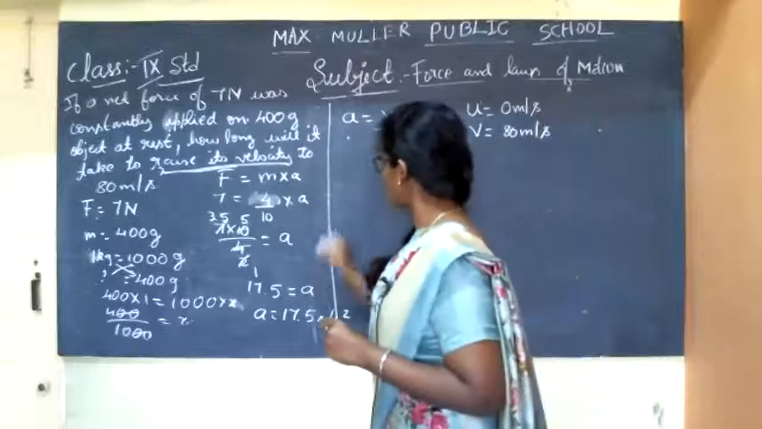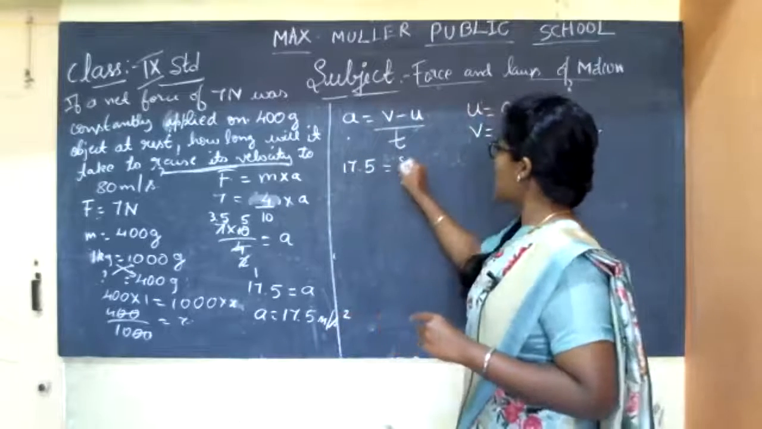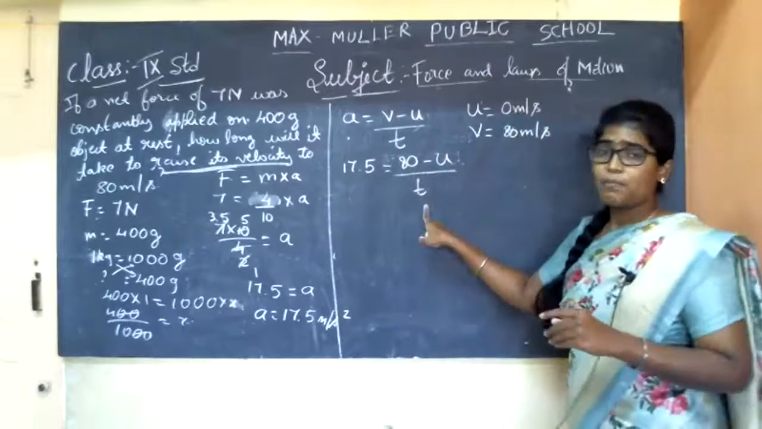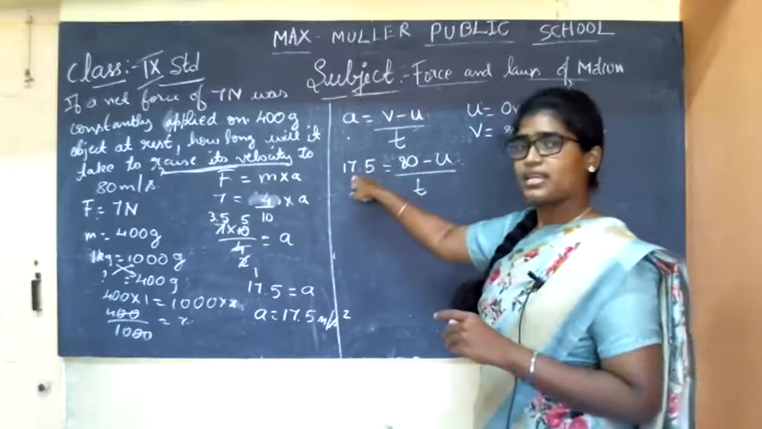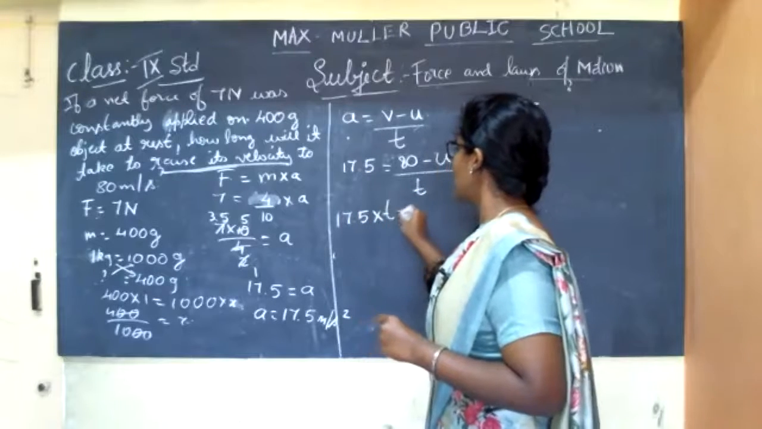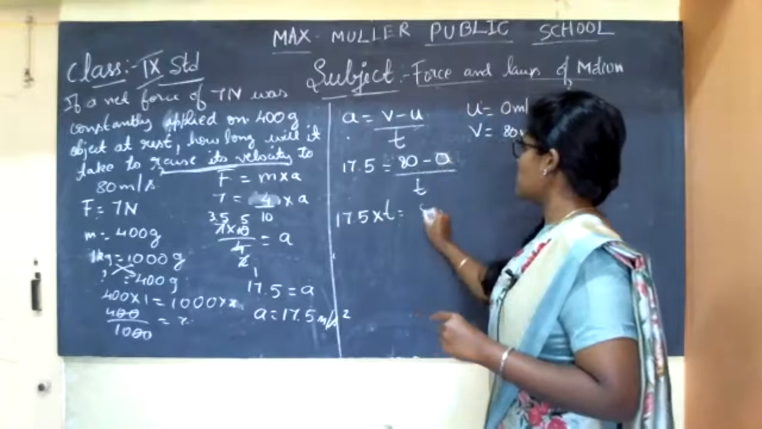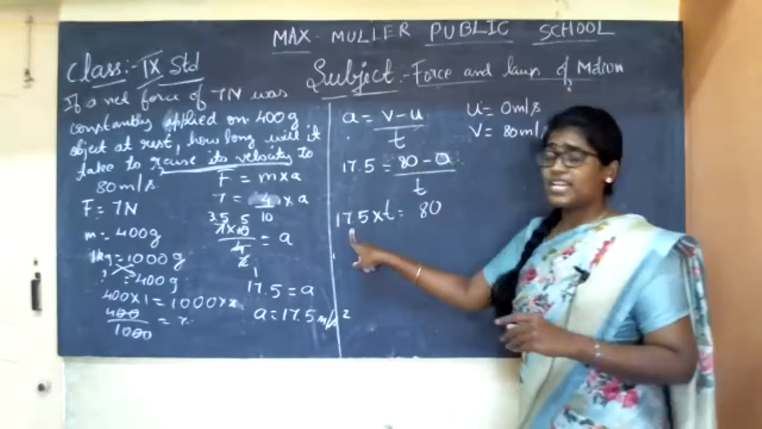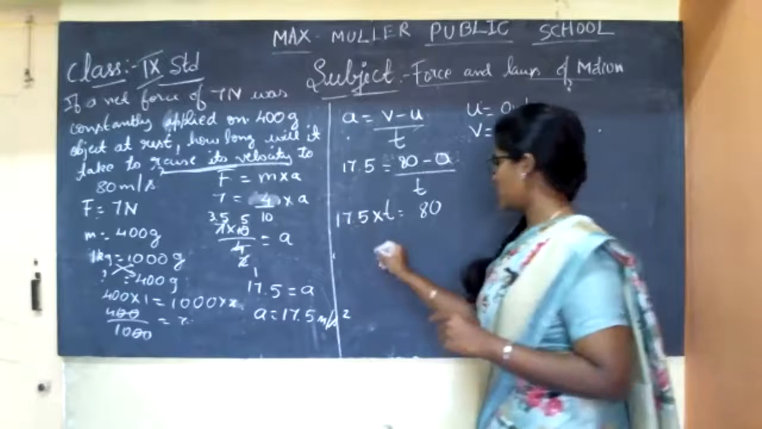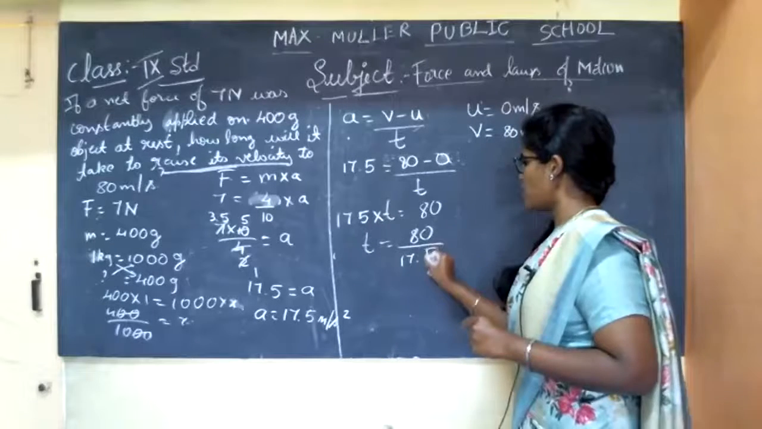So let us substitute. What is the A value I have got? 17.5 is equal to V, which is 80, minus U, divided by T. Here T is being divided. If it goes to that side, it gets multiplied. So it will be 17.5 into T is equal to 80 minus 0, which is 80. Now 17.5, is it multiplied or divided? It has been multiplied. If it is coming this side, what happens? T is equal to 80 divided by 17.5.